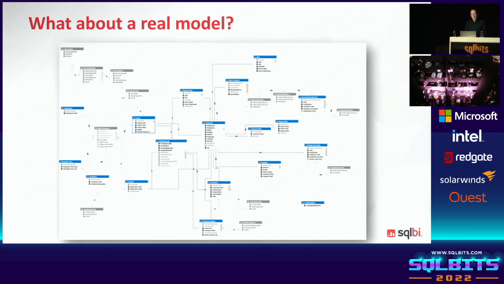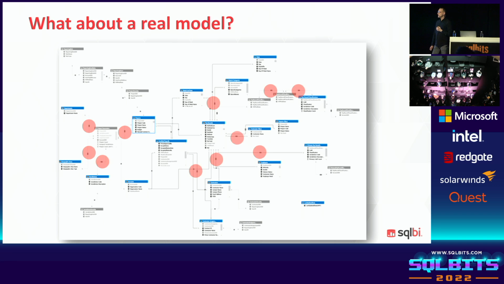If you have a model like this one, apart from the fact that you cannot read the numbers, basically for privacy reasons, this is a real-world model where a customer asked me for help because the numbers were not precise. I took a quick look at the model and then started counting the number of bidirectional relationships that were active in the model.